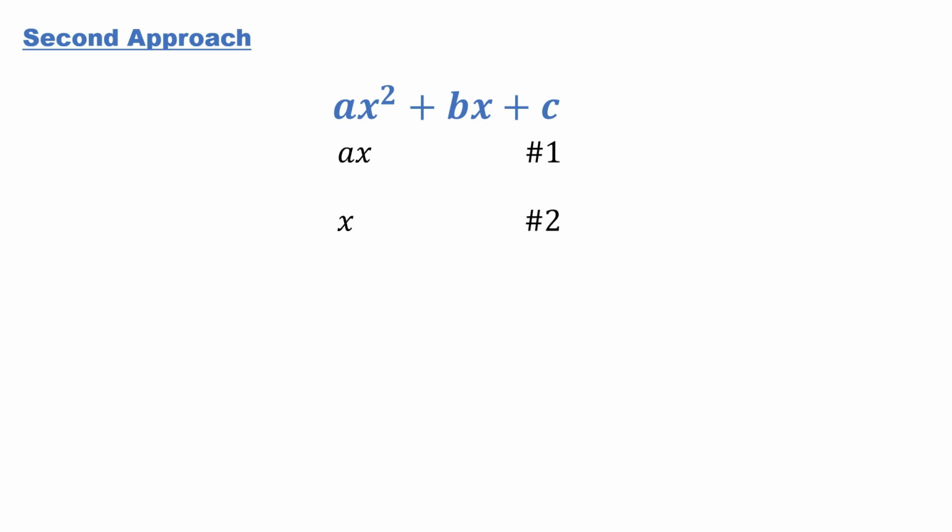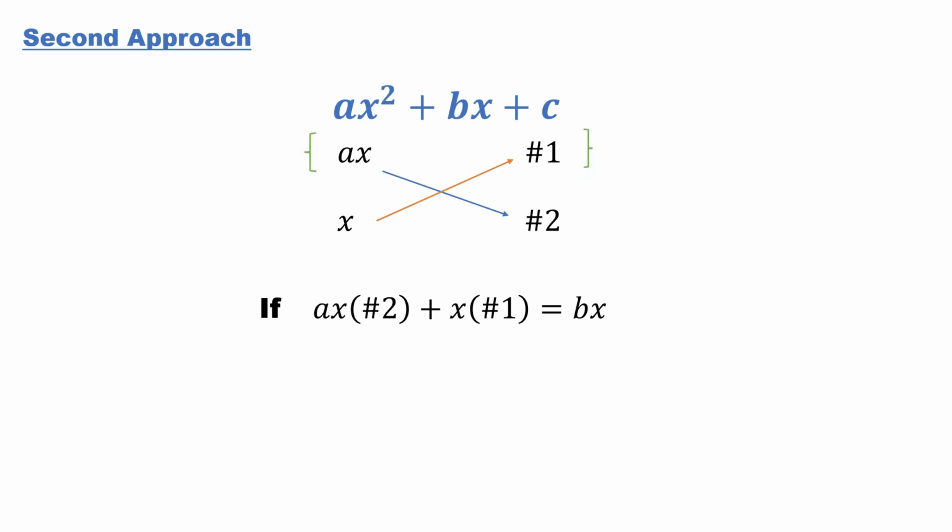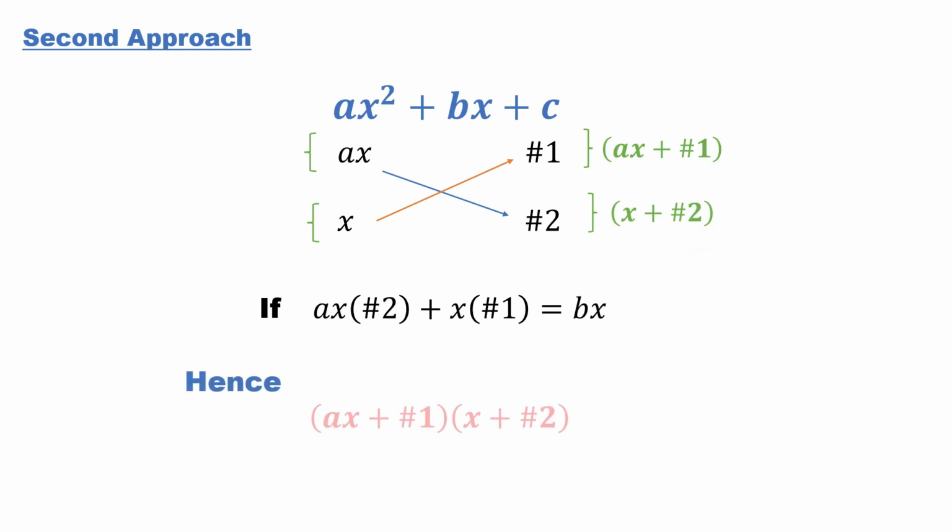When you have these two sets of numbers, just do cross multiplication following these arrows. Then you add the products, and the sum should be equal to the middle term bx. If the sum is equal to bx, then you take your numbers as they appear in each row and add brackets. So, for the first row, we get ax plus number 1, and from the second row, we get x plus number 2. Hence, we can simply take these two brackets as our final answer.